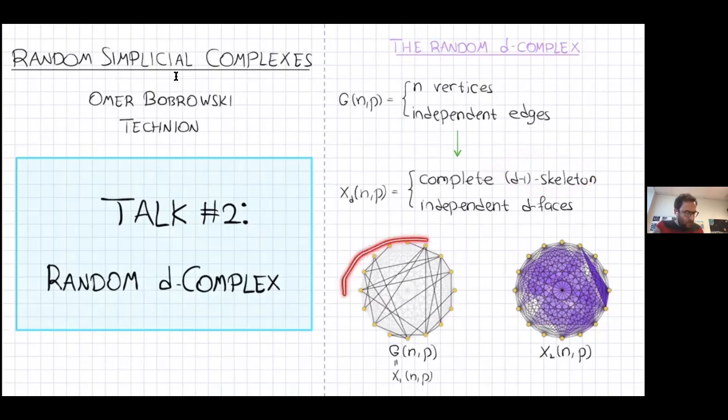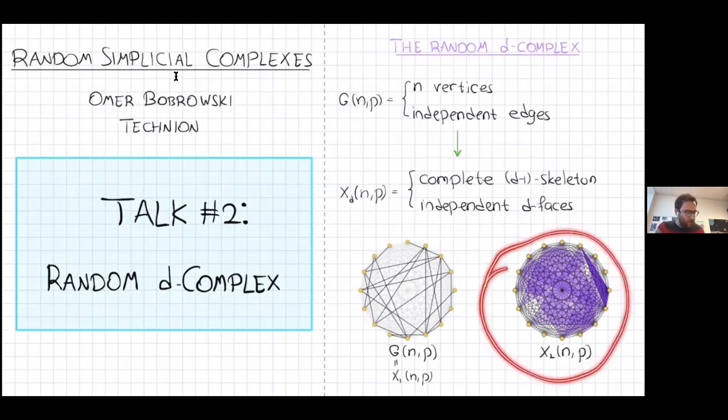On the left, we have G(n,p), the random graph, which can be considered as X1, the one-dimensional random simplicial complex. And on the right, we have the two-dimensional random complex, where we have n vertices, all the edges, and the triangles are random. So we want to focus on this kind of object.